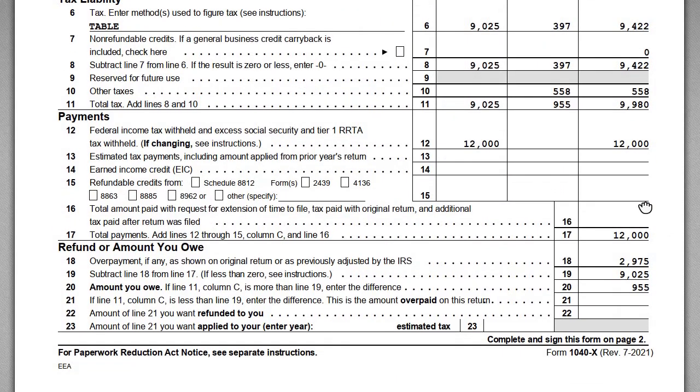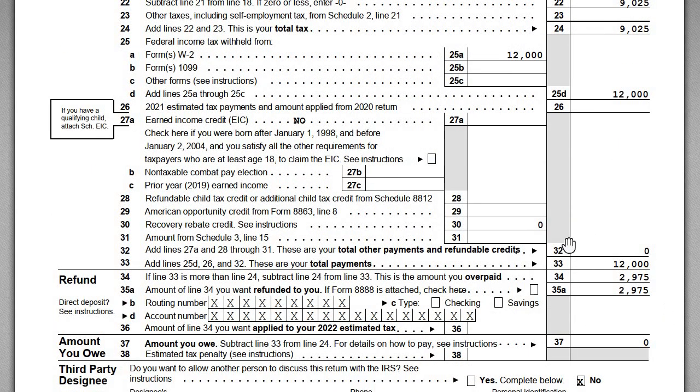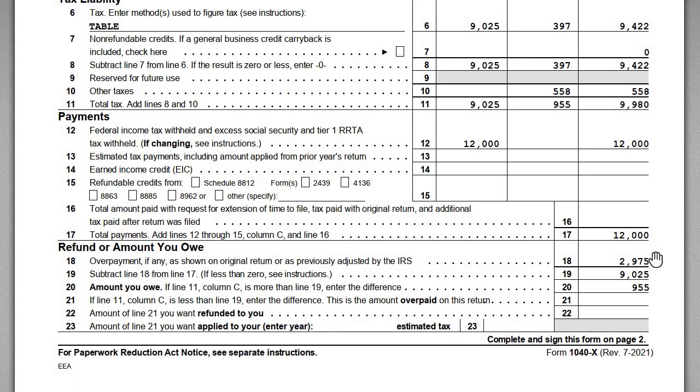Now, at the bottom here, you've got to do a little simple math, right? So total payments, right, $12,000. This is the federal withholding. Again, that didn't change, right? Now, on line 18, overpayment as shown on the original return. $2,975 was the original amount of their tax refund. That's what they actually got. So that number goes there, 2,975.